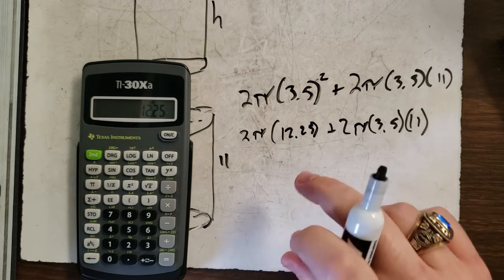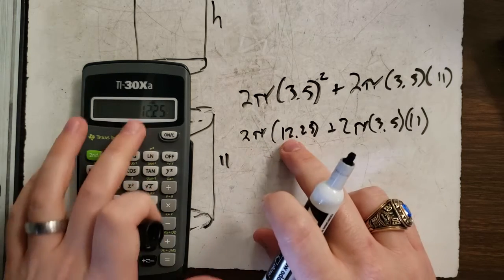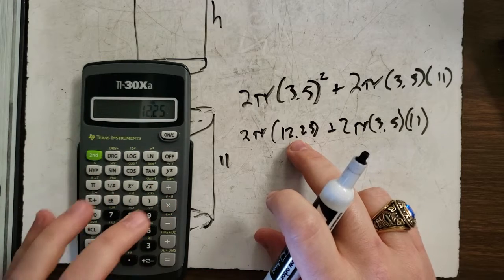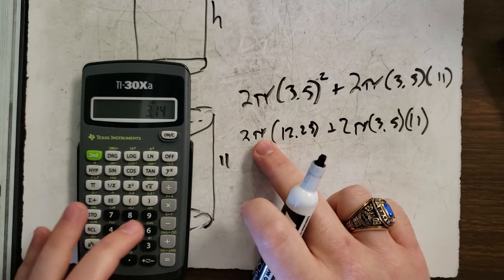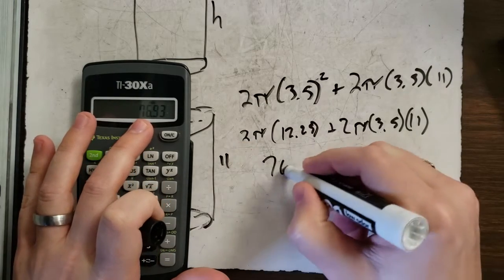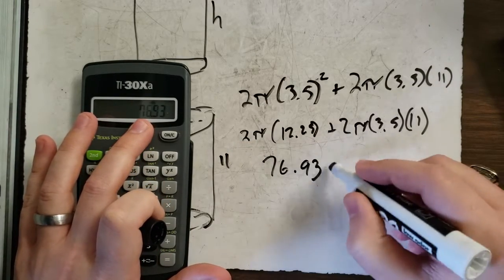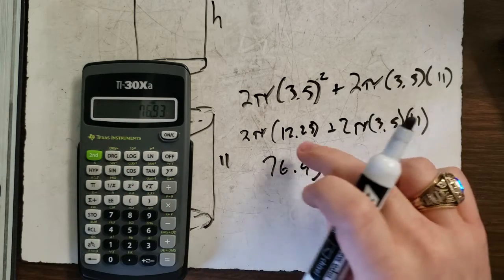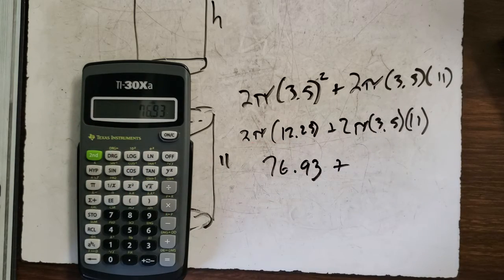Now, multiply this side. We have 12.25, multiplying that by 3.14, multiplying that by 2, and we get 76.93 for our first part here, okay? So all I did was multiply that times that times that, okay?